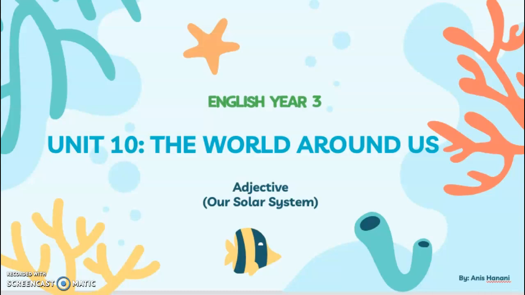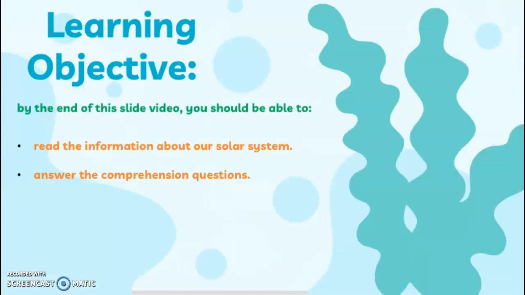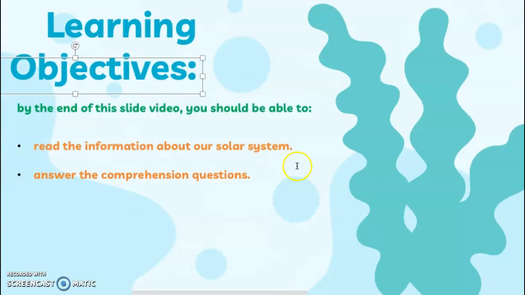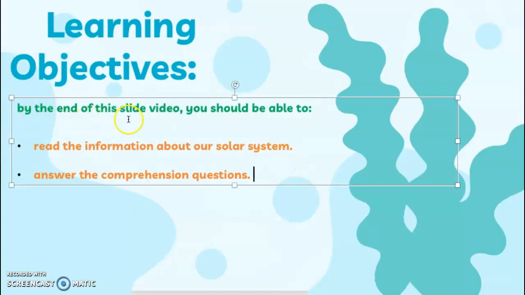We are still looking into the adjective grammar item, but specifically we are going to look into the subtopic of our solar system. Alright, before we move on, let's look at our learning objectives for today's lesson. By the end of this slide video, you should be able to read the information about our solar system, and after that you should be able to answer the comprehension question.